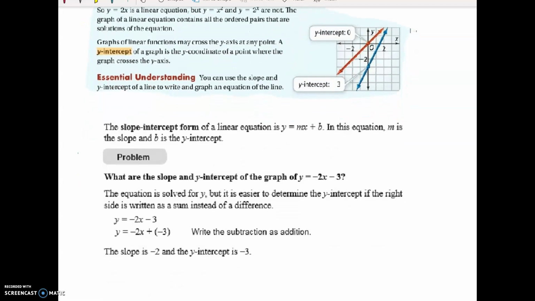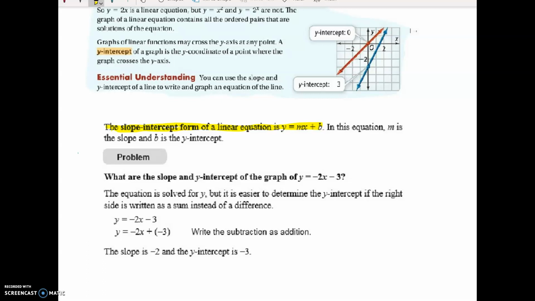So the slope-intercept form of a linear equation is this formula, which you may already be very familiar with. y equals mx plus b, where m represents our slope and b represents our y-intercept. That's just that standard equation that we use when we talk about linear functions.